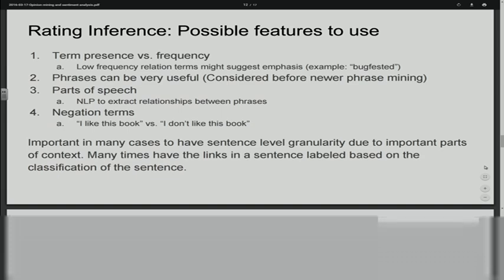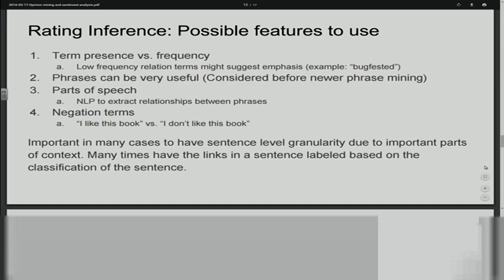For rating inference and trying to determine how positive or negative things can be, there's the idea of term presence and frequency. So really low frequency linking phrases can really suggest a lot of emphasis, which is why frequency can be good. Phrases, as we all know, can be very good for helping this out. There's also been efforts to use natural language processing to try to extract the parts of speech out. And negation terms can be very important. Like I like this book versus I don't like this book.